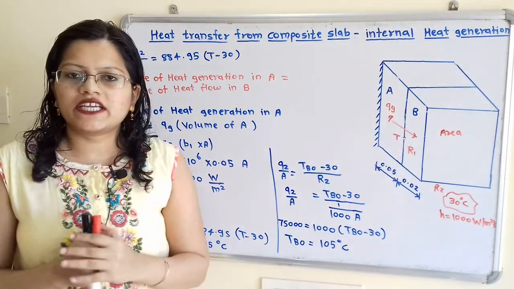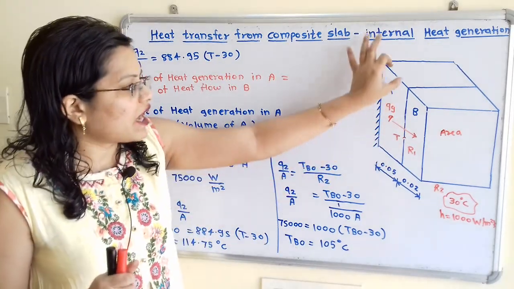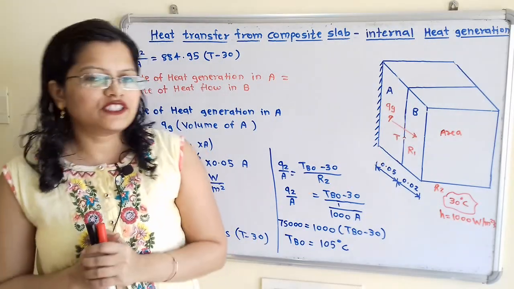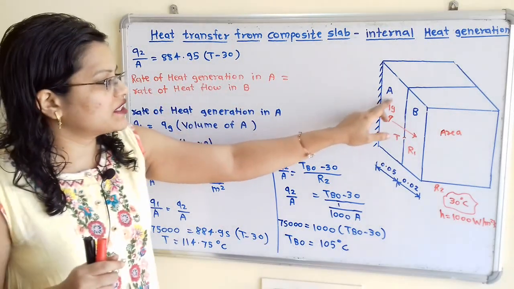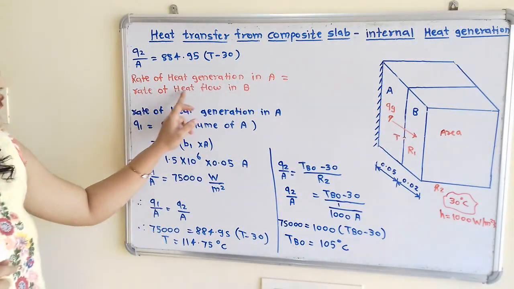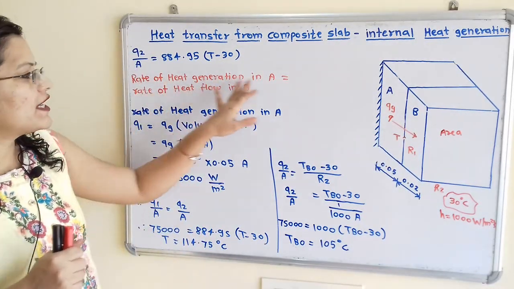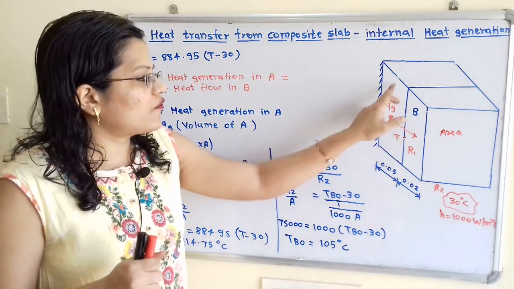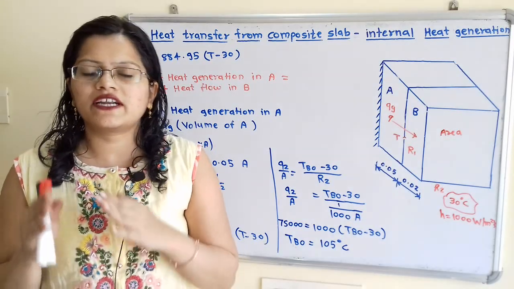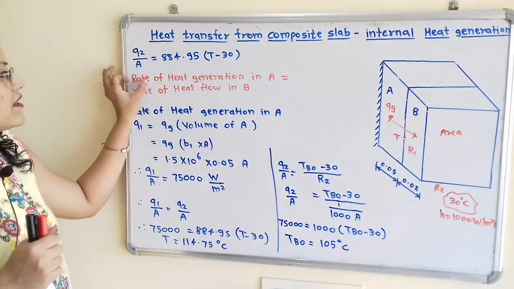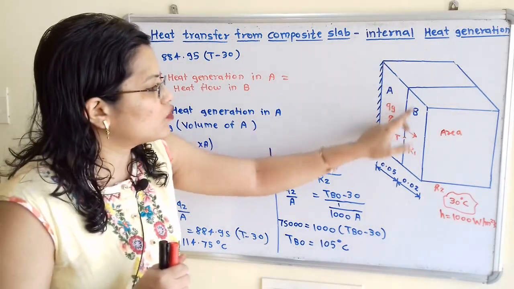Now this temperature T is the point of intersection between A and B, where in this composite material A, heat is generated. So we know that the rate of heat generation in A is equal to the rate of heat flow in B. So how to calculate the rate of heat generation in A? For that Qg is given, that is the internal heat generated. To calculate the rate of heat generation, we have to multiply this Qg with the volume of A.